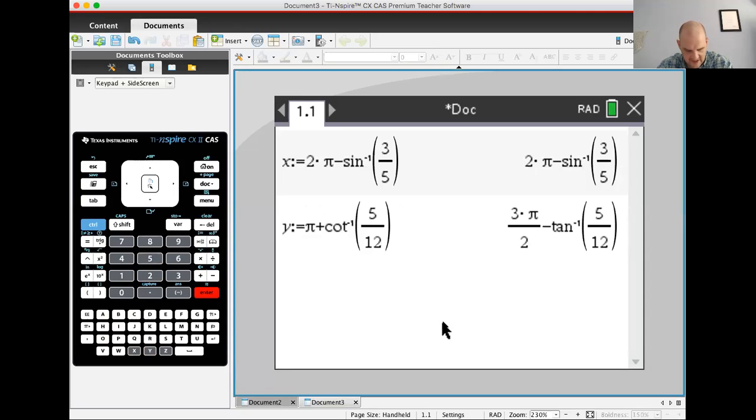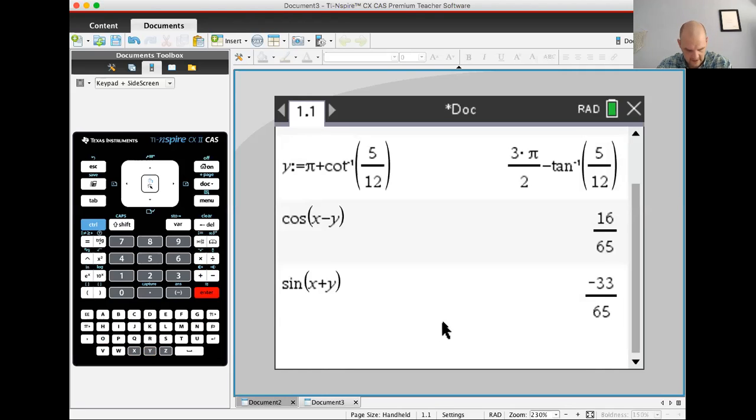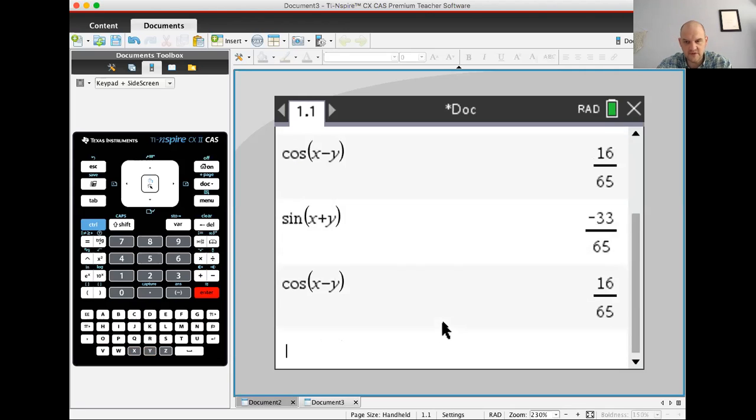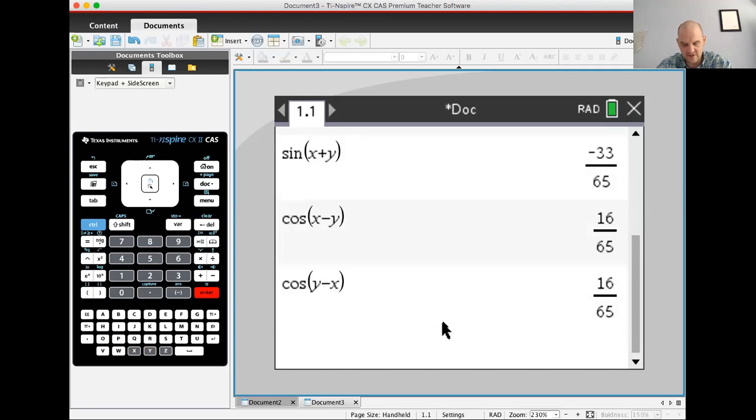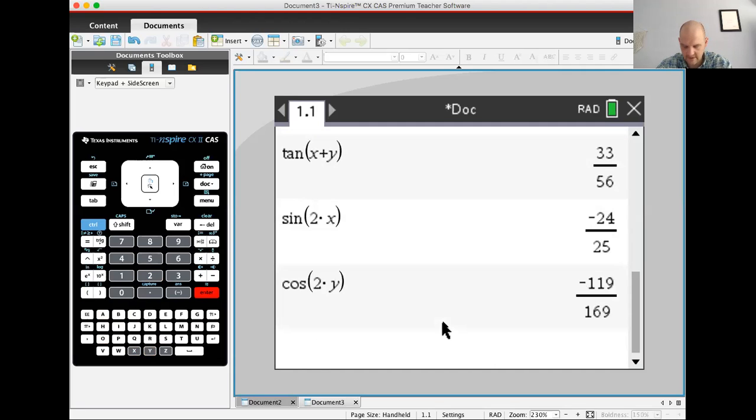All right, now I'm just going to ask the calculator, what's the cosine of x minus y? And it gives us what we got. Maybe I should go in order: sine of x plus y is what we got. Cosine of x minus y, we just did, but cosine of y minus x is going to be the same. Tangent of x plus y, got it. Sine of 2x and cosine of 2y. All right, we got them all. Nice. I'm going to go back to the notes.